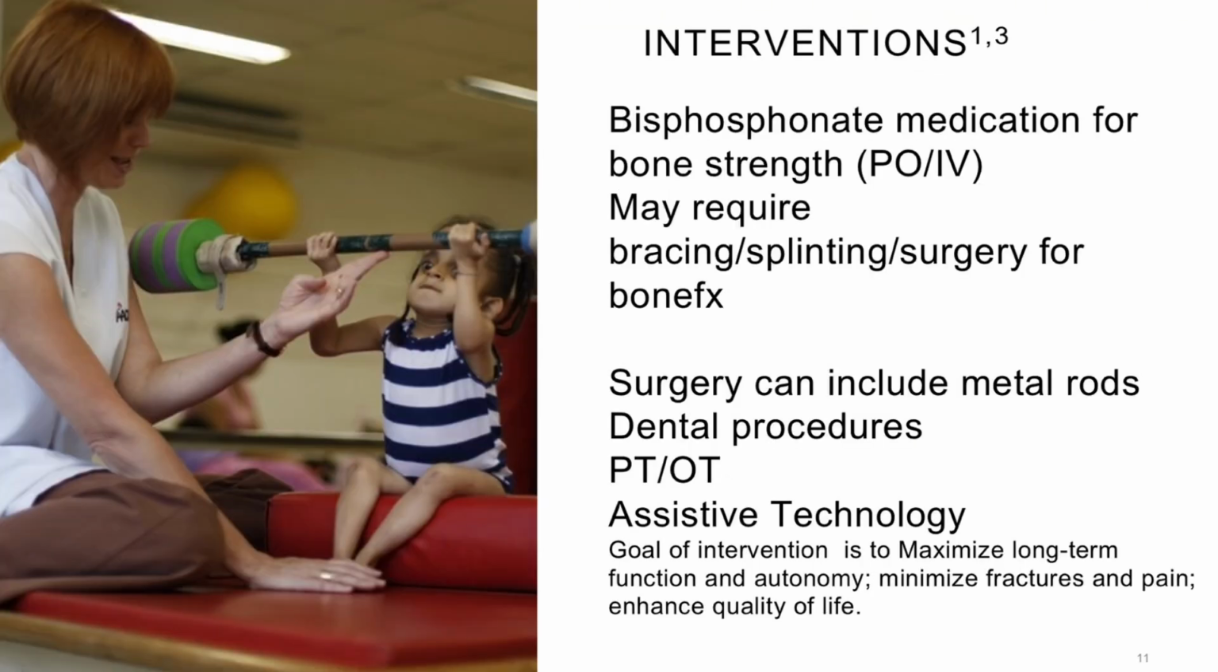All right, so intervention. First you have bisphosphonate medication for bone strength. This is usually the hallmark treatment. It is a medication that helps the patient strengthen their bones and muscles as well. You can take it through IV or through oral medication. This condition may also require bracing, splinting, or surgery for bone fractures. The surgery can include metal rods being implanted.